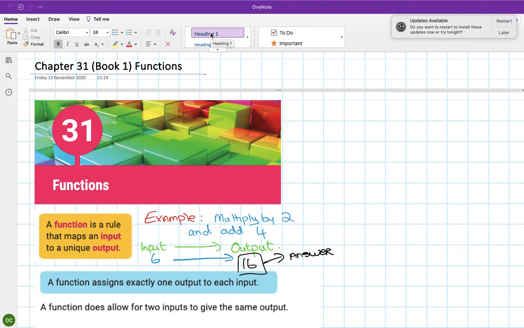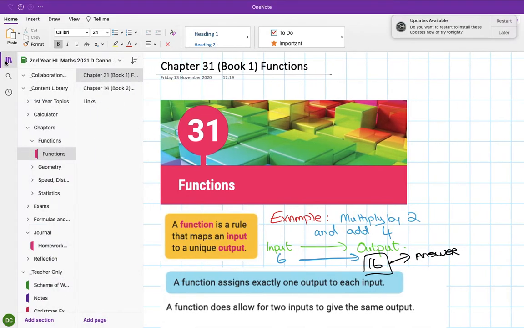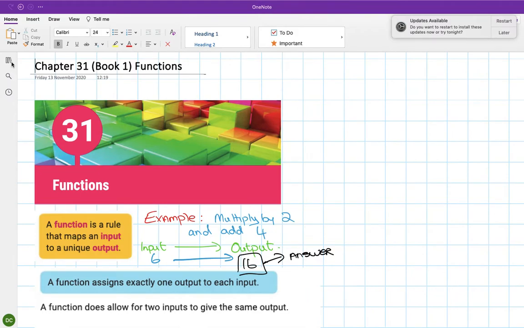I wanted to start a new topic today called functions. So I'm just going to get the first couple of bits of it done here today. There's a good bit in this. There's two chapters, a chapter in the ordinary level book and a chapter in the higher level book. So yeah, functions.